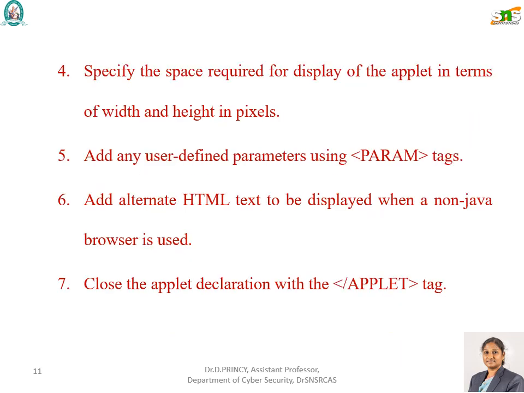Next, we have to specify the space required for display by using the width and height attributes. Add any user-defined parameters if you want using param tags. Add alternative HTML text to be displayed when a non-Java browser is used. Close the applet tag declaration with the closing applet tag.